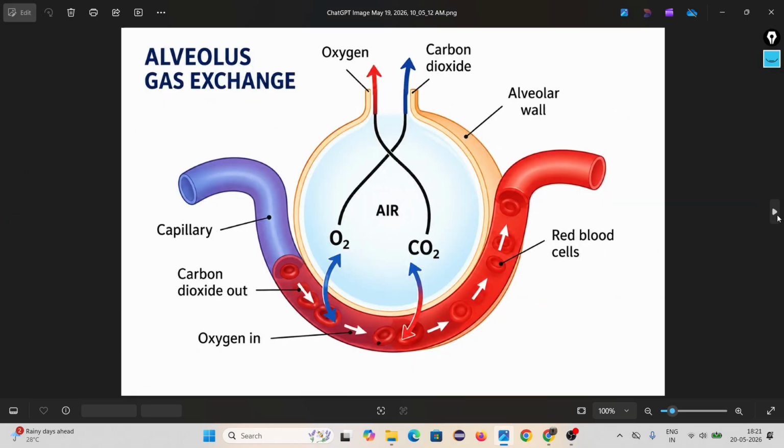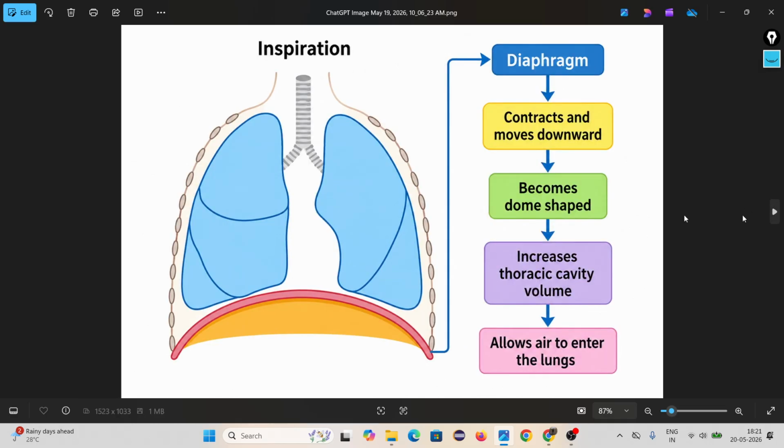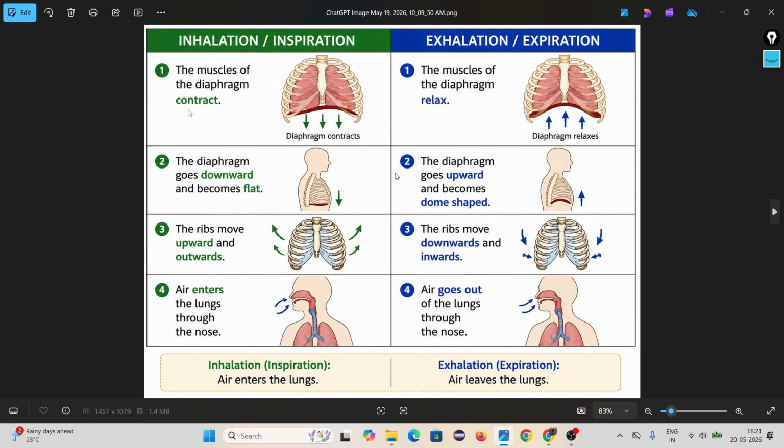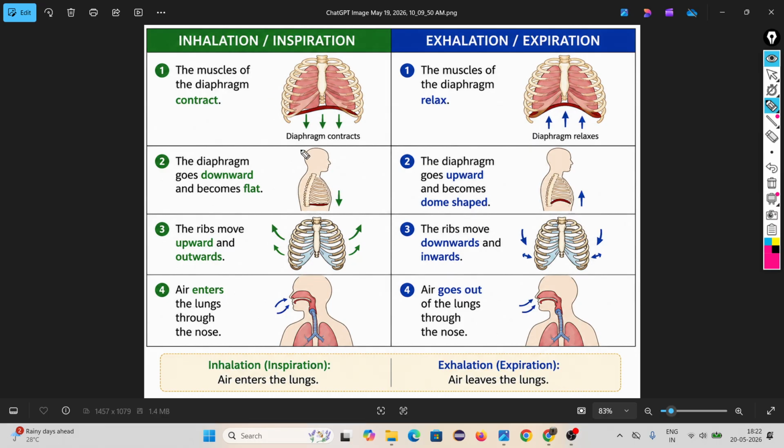Then we understand how this happens inside the alveoli. Alveoli contain lots of blood vessels. This happens through diffusion. Then we learn about inhalation. In inhalation, two things are important. Two things are working: one is the diaphragm, another is our rib cage. You understand this.